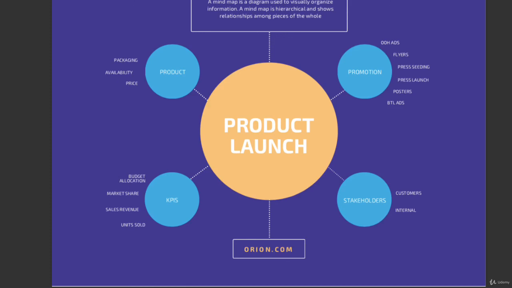So that's as easy as that. Also, as I said, you can go on Canva and you can change all of these things based on what you want. But this is an example of how to use mind mapping at work.